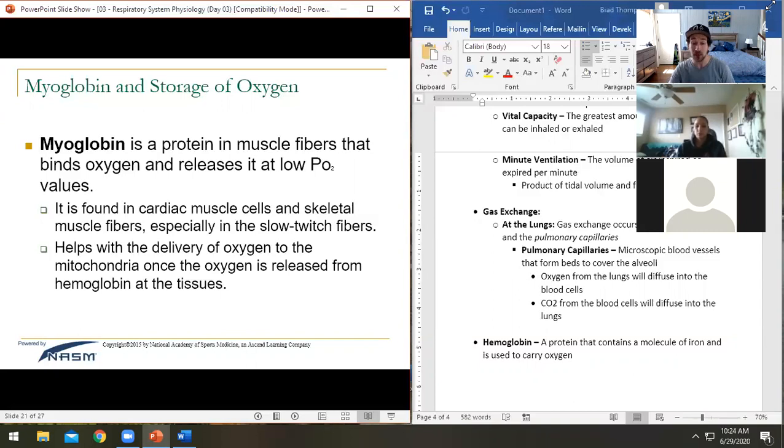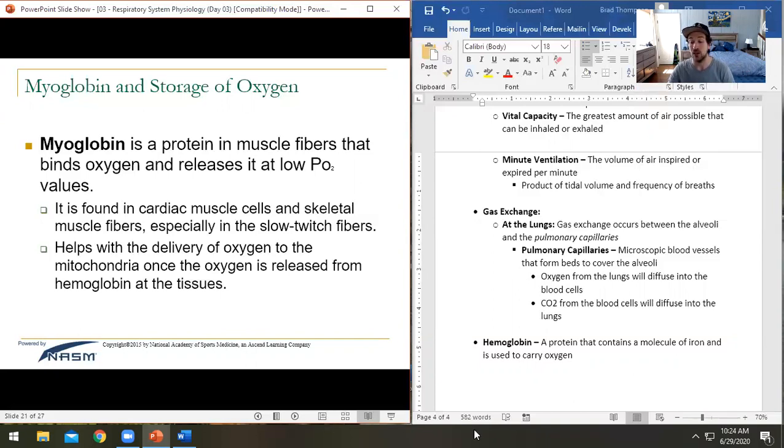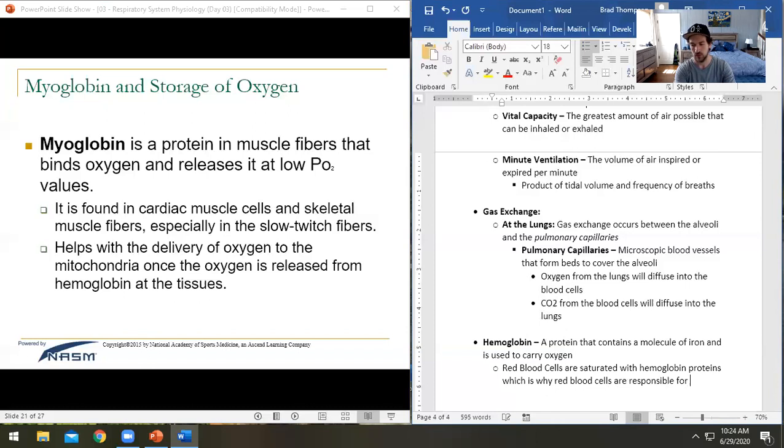So hemoglobin is the protein that carries a molecule of iron in your red blood cells, right? And this is red blood cells, which are saturated with hemoglobin proteins, which is why red blood cells are responsible for carrying oxygen and CO2.